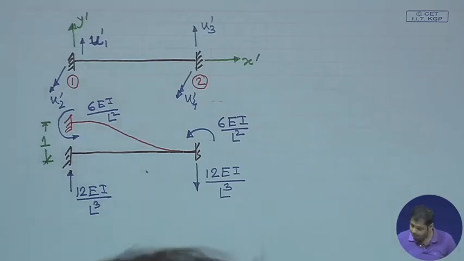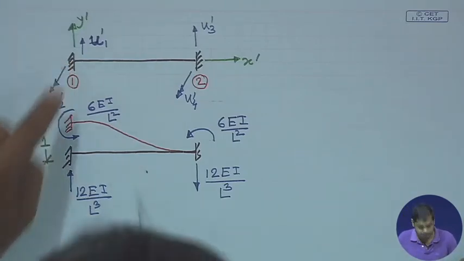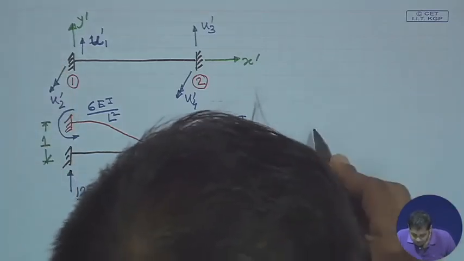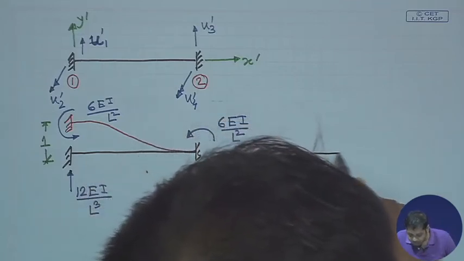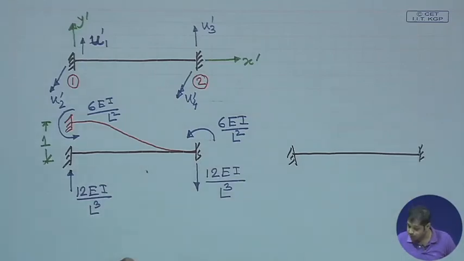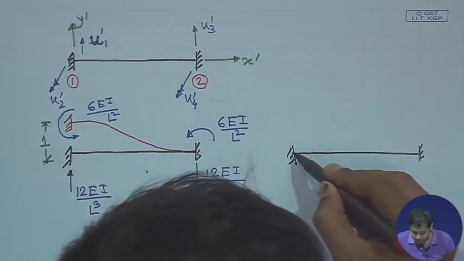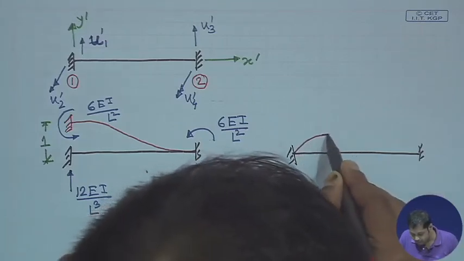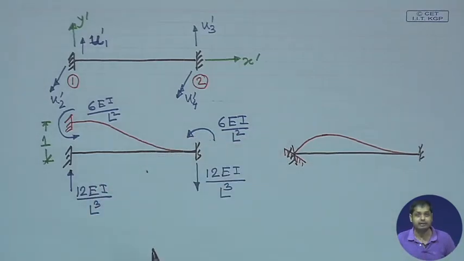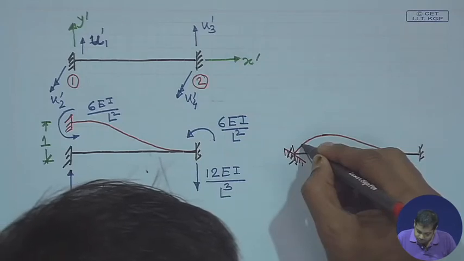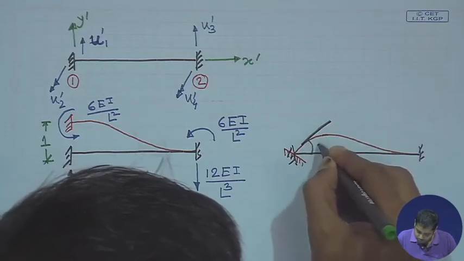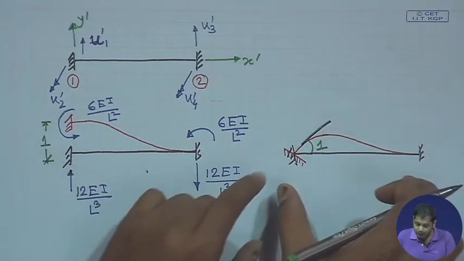Okay. Now, similarly, let us give unit rotation at this point. Now, this is for unit translation. Now, let us give unit rotation at this point. So, originally your member is like this, fixed here, fixed here. Then we give a unit rotation at this point, and the support becomes like this. Okay. And this value is unit, this value is 1.